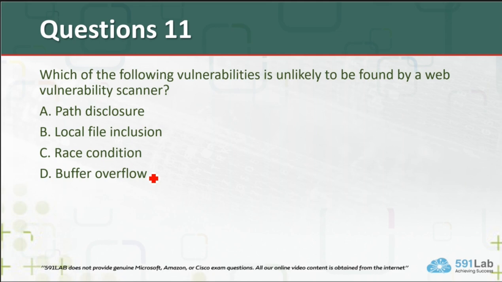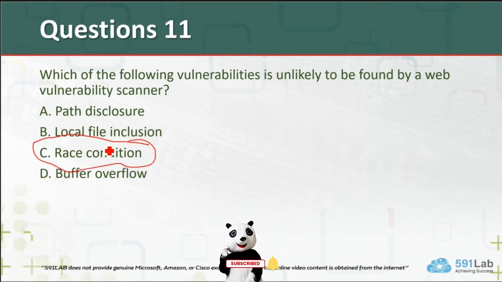So path disclosure, local file inclusion, and buffer overflow are all vulnerabilities that may be found by a web vulnerability scanner, but race conditions that take advantage of timing issues tend to be found either by code analysis or using automated tools that specifically test for race conditions as part of the software testing. So everything can be found by a web vulnerability scanner except for race condition. This one will require a specialized tool in order to check for that.